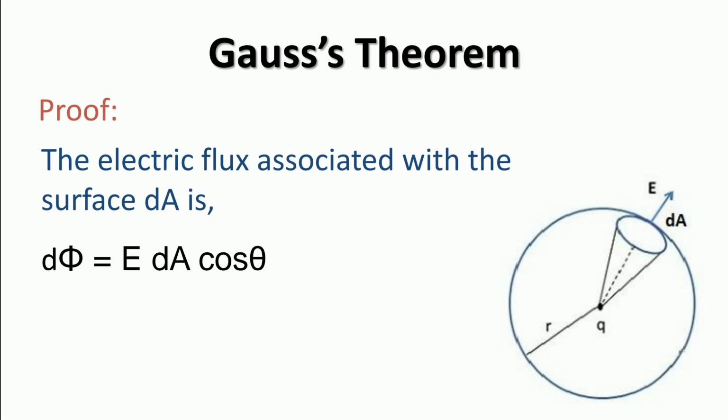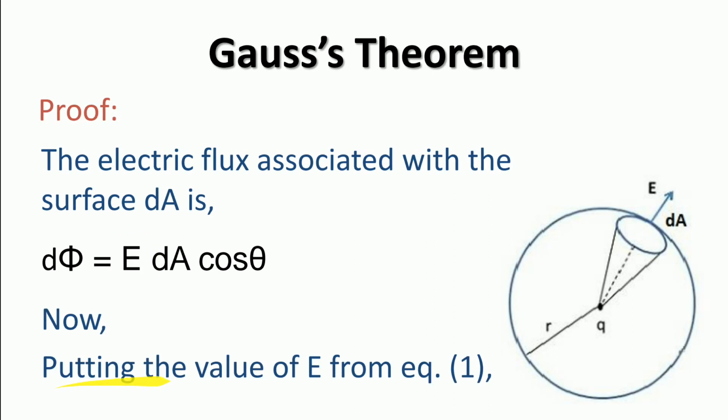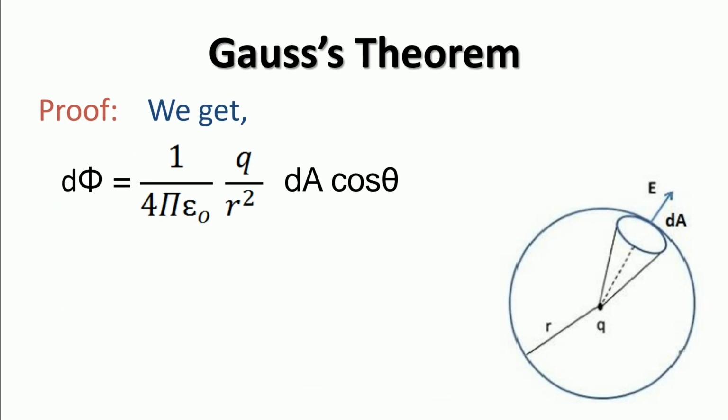Now what we need to do, we need to put the value of E from equation 1. So now putting the value of E from equation 1, what happens? Let's see. We have put the value of E, which is 1 upon 4 pi epsilon naught Q upon r square, and dA as it is, cos theta as it is. Now watch here.